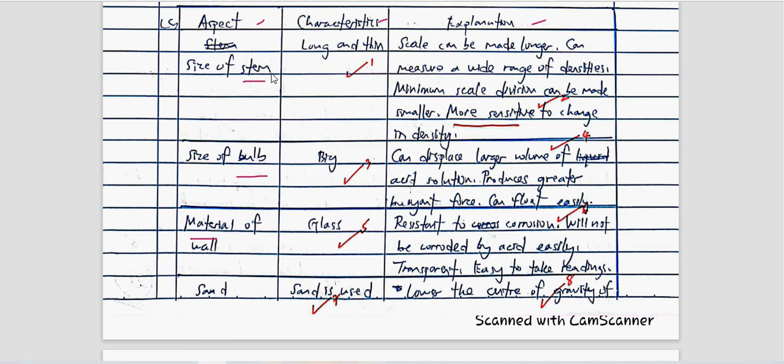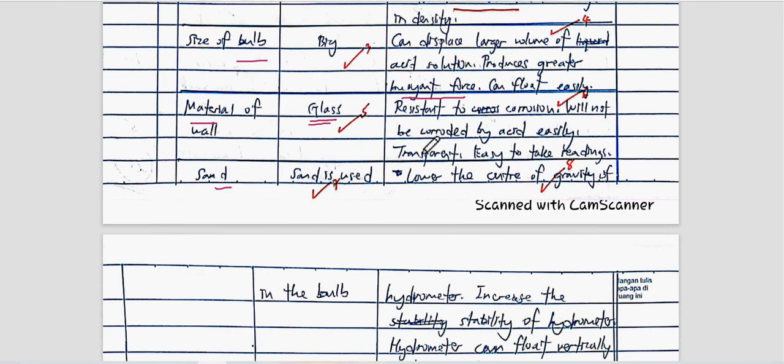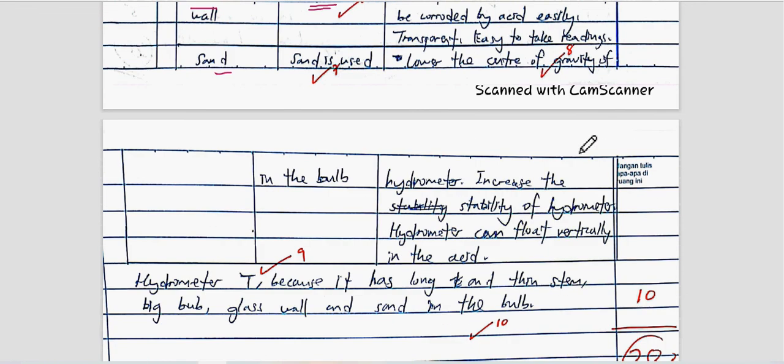Okay, so the size of bulb should be big. This is to displace more volume of water, hence will produce more buoyant force because it relates to Archimedes' principle. And then the material of the wall should be glass. This is to prevent corrosion, so it means that it will not be corroded by acid. Next one, sand. This is actually to increase the stability. You can write to lower the center of gravity, but don't forget to add in to increase stability. Tambahkan this one.